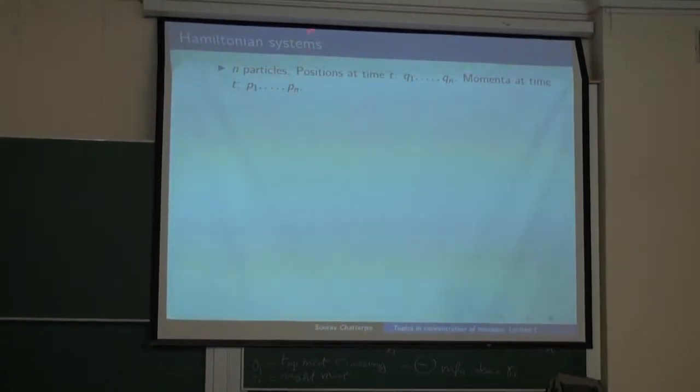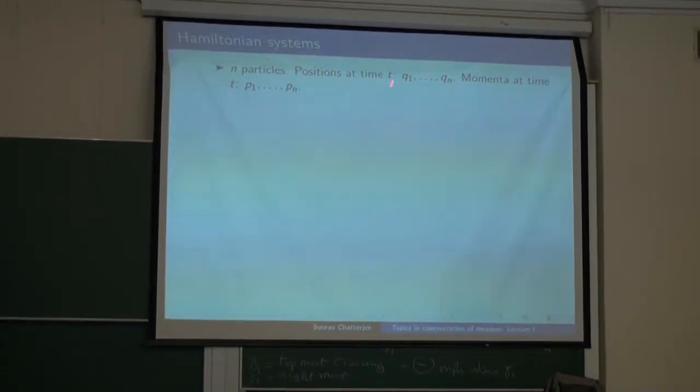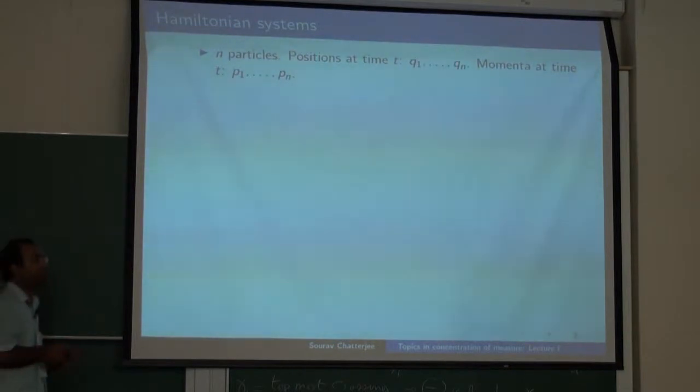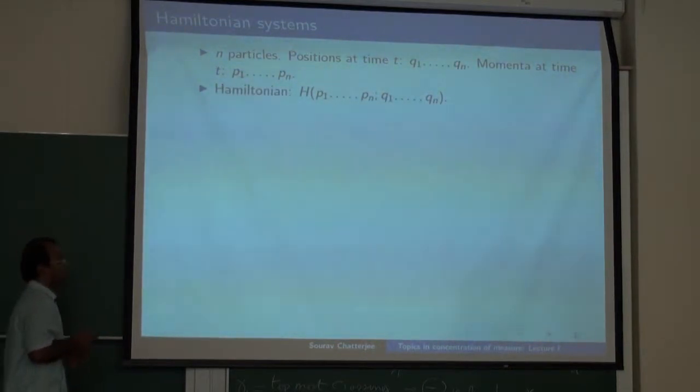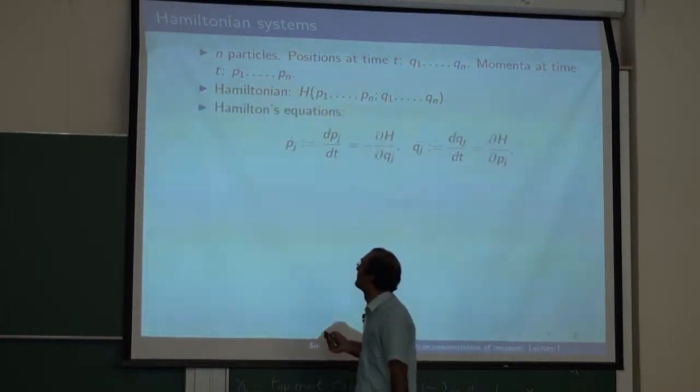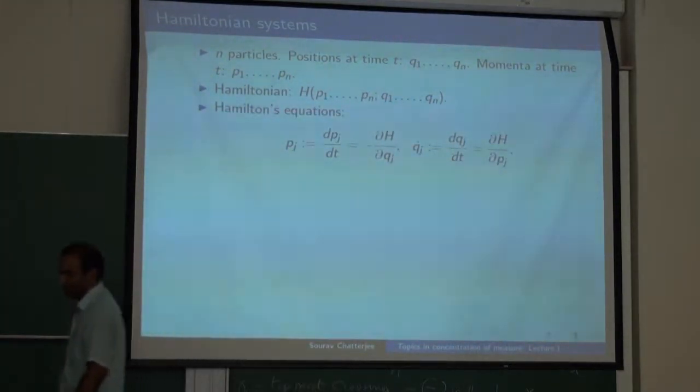So consider Hamiltonian systems. You have n particles, and they have positions at time t, q1 to qn, and momenta of these particles are p1 to pn. And the Hamiltonian is any function H of these positions and momenta. And Hamilton's equations say the following: the rate of change of the momentum over time is minus del H del qj, and the rate of change of the position is del H del pj. So these are Hamilton's equations.